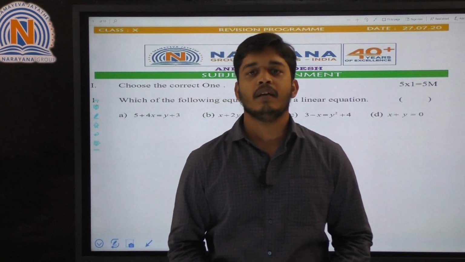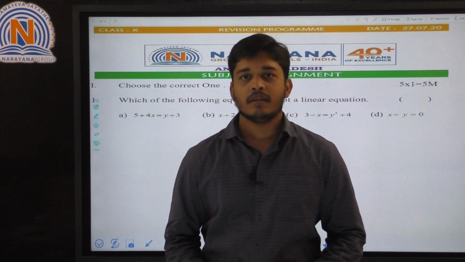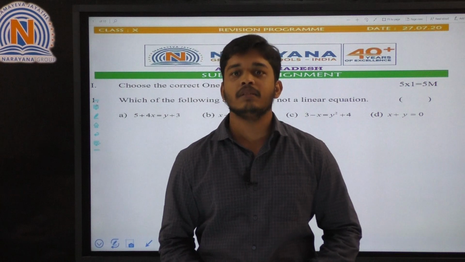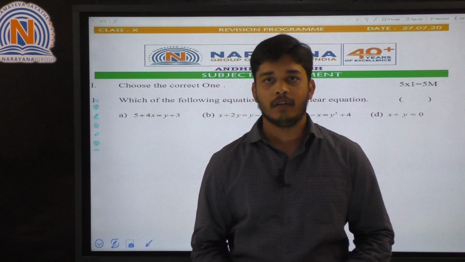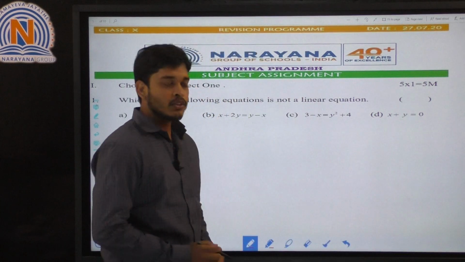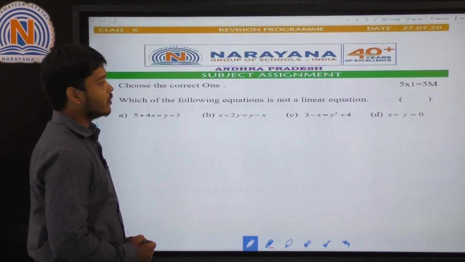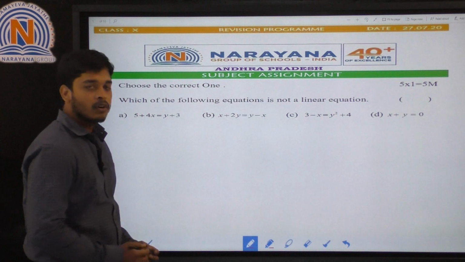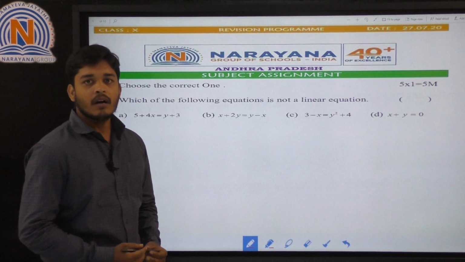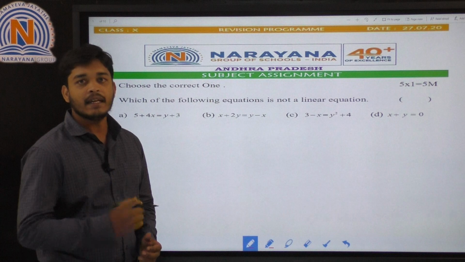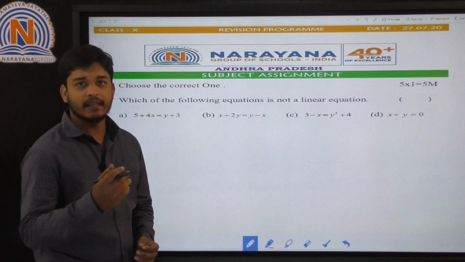Today our topic in 10th standard mathematics is pair of linear equations in two variables, assignment number 1. First question: which of the following equations is not a linear equation? First of all, what is a linear equation? An equation having degree 1 is a linear equation.